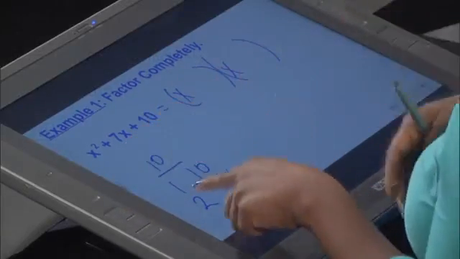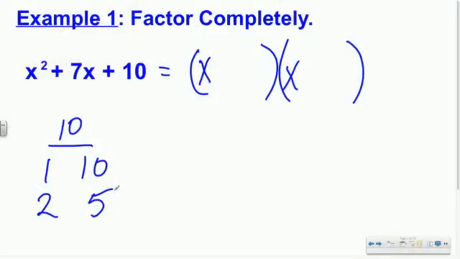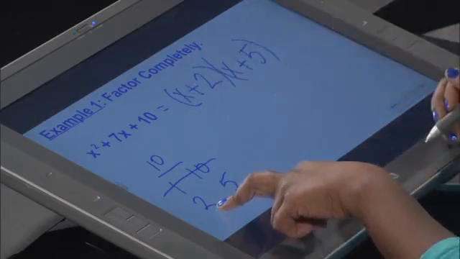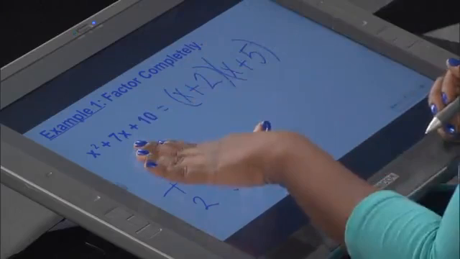It's kind of a guess and check. If I combine 1 and 10, well, 1 plus 10, that's 11. So that's not going to give me 7. But 2 plus 5, that will give me 7. So that means to finish out my factors up here, I would need a positive 2 and a positive 5. I have factored this trinomial completely.